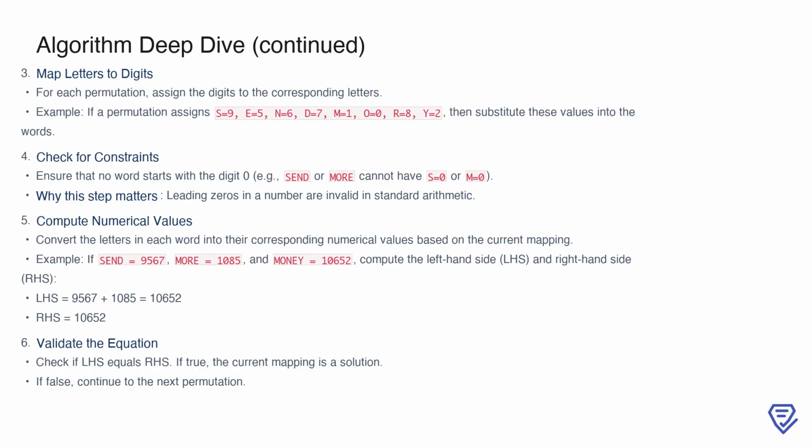Then, using the current mapping, we compute the numerical values of each word. For instance, send becomes 9567, more becomes 1085, and money becomes 10652. Finally, we validate the equation by comparing the left-hand side, which is the sum of send and more, to the right-hand side, money. If the two sides match, we have found a solution. Otherwise, we move on to the next permutation and repeat the process.